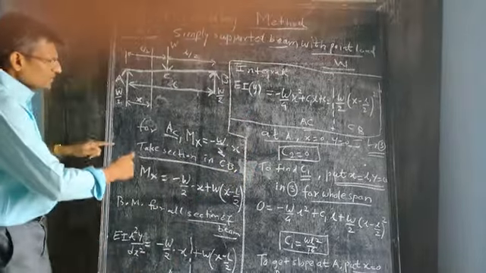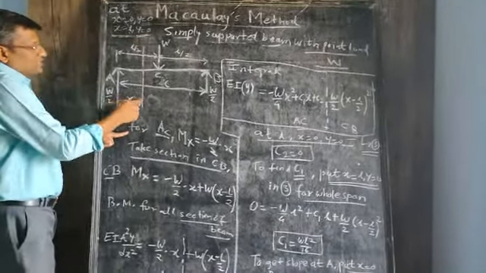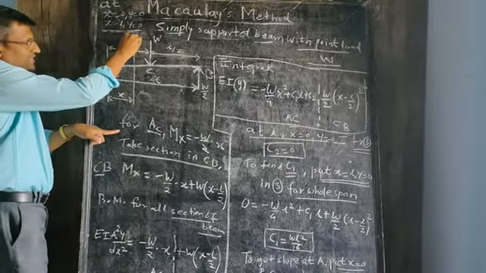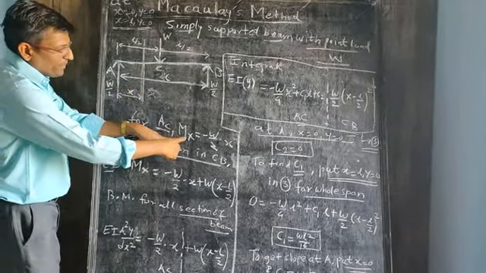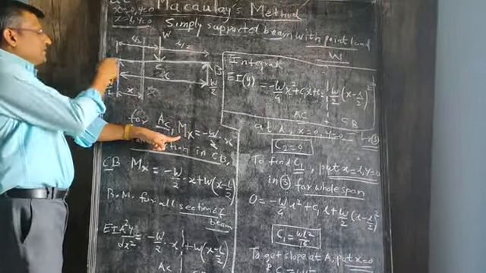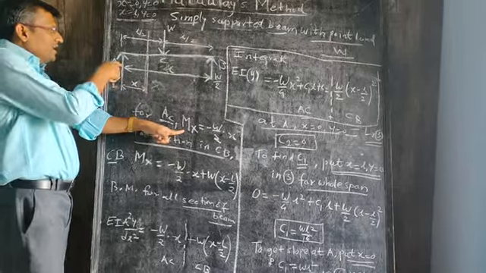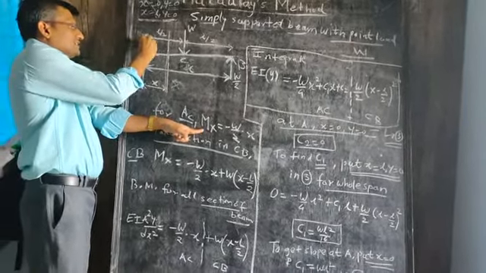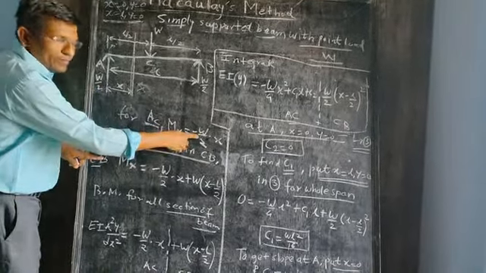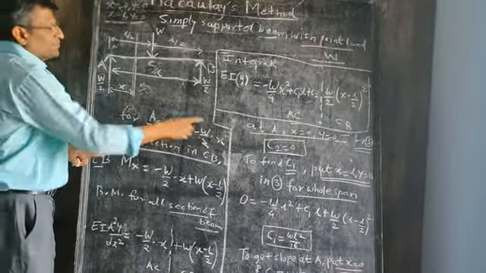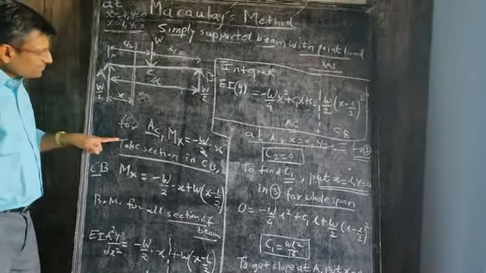Now for the span AC, the first step is to take the section X. So this is the section X taken at the distance X from A. So the equation for bending moment for AC will be minus W by 2 into X. Another sign convention here is left clockwise moment. Left clockwise moment is always taken negative. That's why minus sign is taken. So this is simply W by 2 into X, with the minus sign because of left clockwise moment.